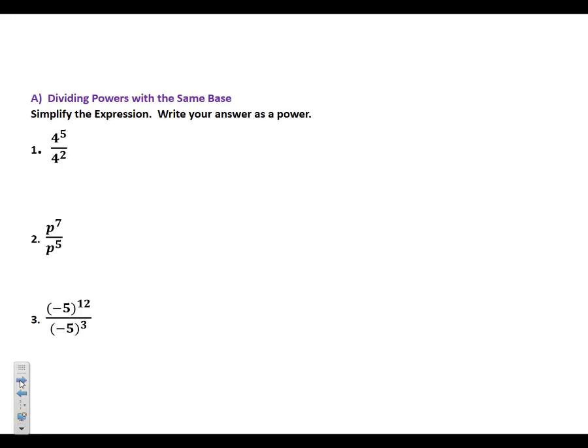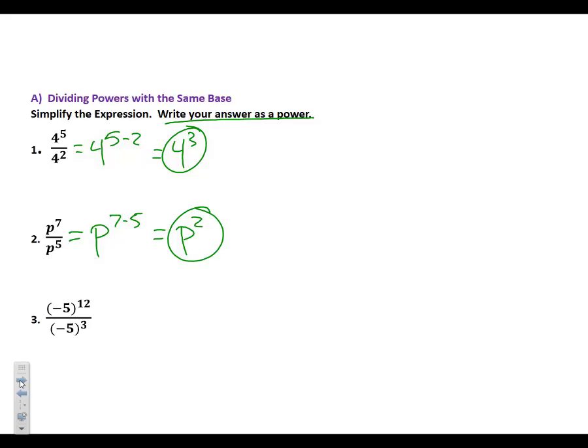Dividing powers with the same base, we're simplifying this expression, and it does specifically say write your answer as a power, because if our base is a number and we don't, then we actually have to continue doing the math. But they want us to write it as a power. So here in number 1, 4 to the 5th divided by 4 squared would give us 4 to the 5 minus 2, which is equal to 4 to the 3rd. It's pretty straightforward. Number 2, p to the 7th divided by p to the 5th would be p to the 7 minus 5, which gives us p squared.